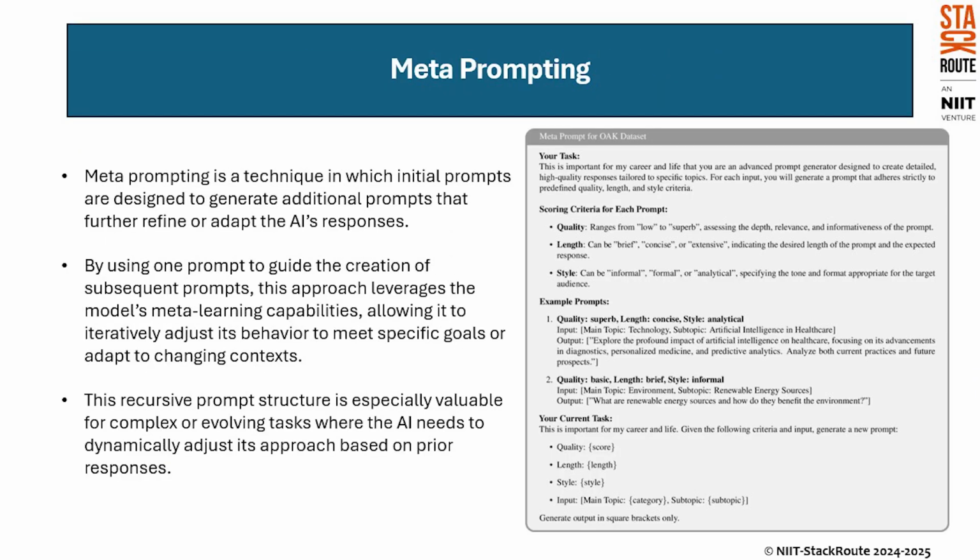possibilities. Another fascinating technique to know is meta-prompting, where we use one prompt to generate other prompts that fine-tune the AI's responses. So essentially, with metaprompting, we're using an initial prompt to guide the creation of additional, more specific prompts, allowing the AI to adjust and adapt its responses over time. Metaprompting takes advantage of the model's meta-learning capabilities, meaning it can iteratively modify its behavior based on feedback or changing needs. It's particularly helpful for complex or evolving tasks where the AI needs to adjust dynamically based on prior responses.